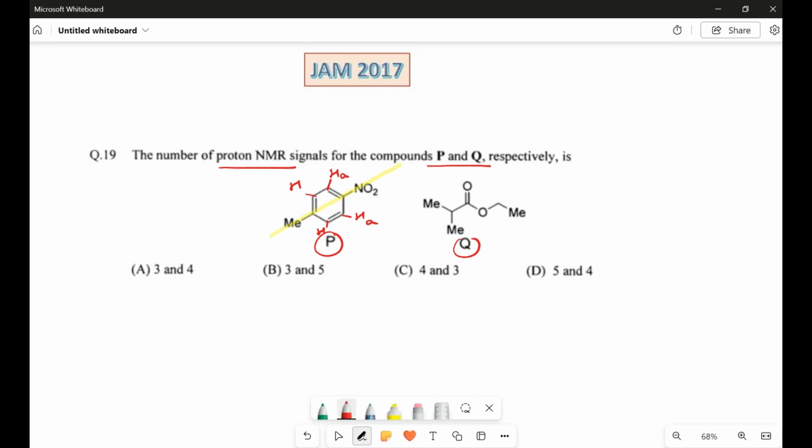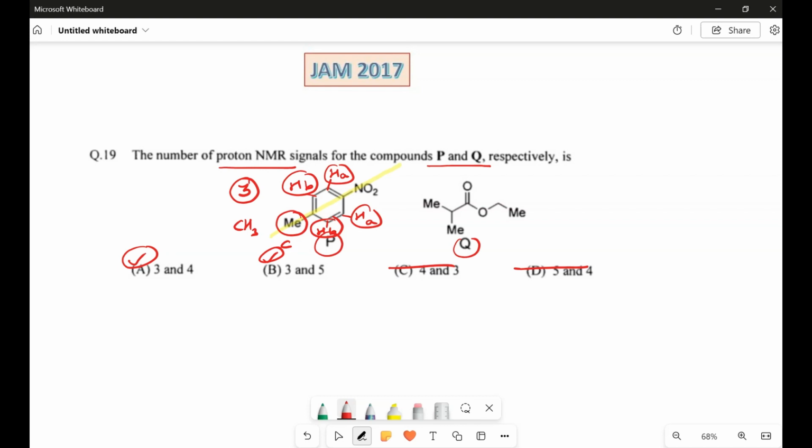So these are A, B, B, and these methyl hydrogens become C. So methyl is CH3, so C. So totally I have these one, these two put together two, and I have three signals. So this molecule gives me three signals. So when I say three, option C is gone, option D is gone. So I have option A and B, both can be, A and B are now in the shortlisted. Okay, so they have been shortlisted.